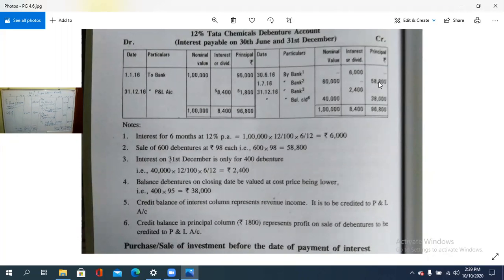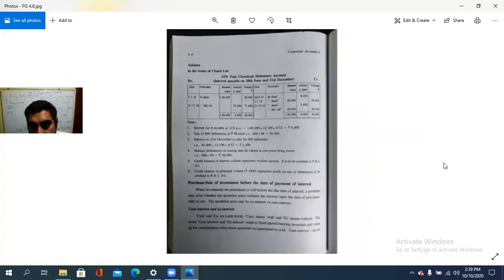Okay. Then, in the last case, a credit balance in the principal column represents the profit on sale of the debentures, which is to be credited to the P&L account with the entry. What is that? Investment account or debenture account, 12% Tata Chemical debenture account debit to P&L account. That is the profit showing. Okay.